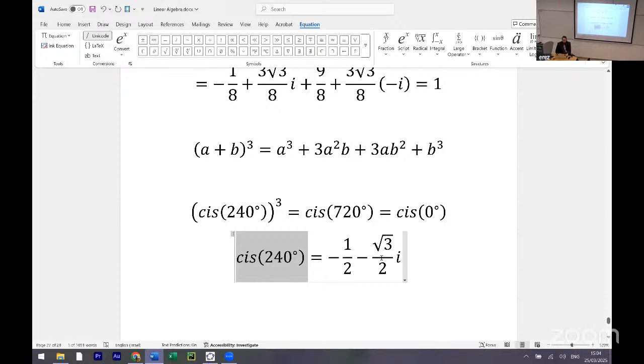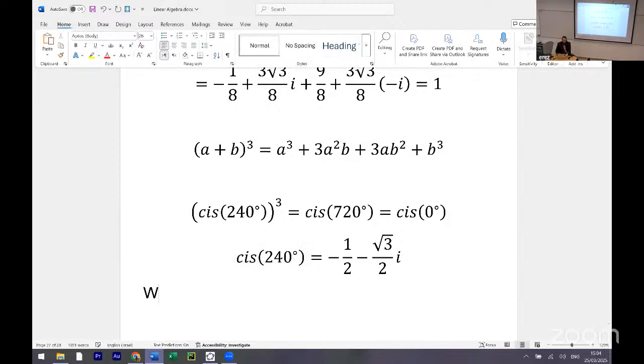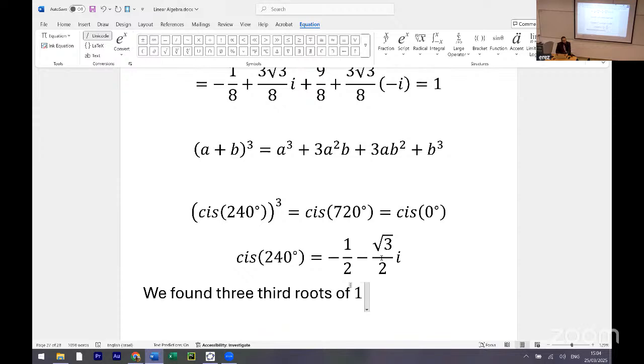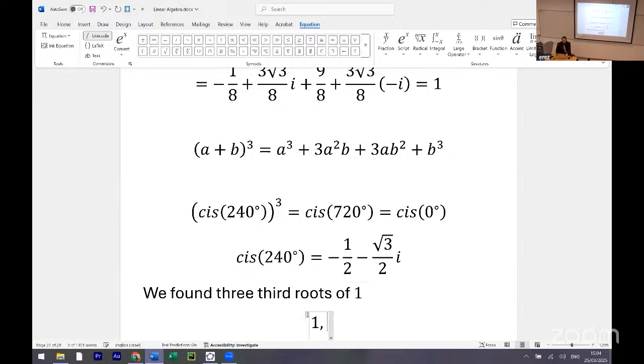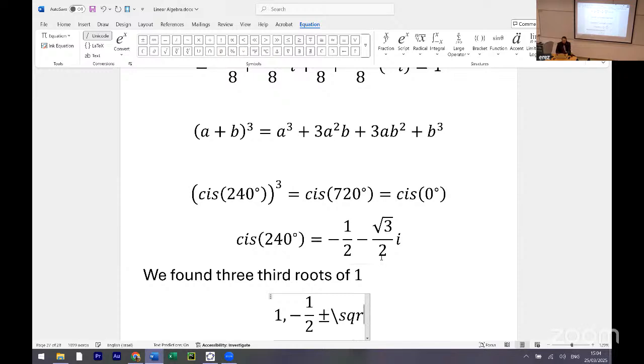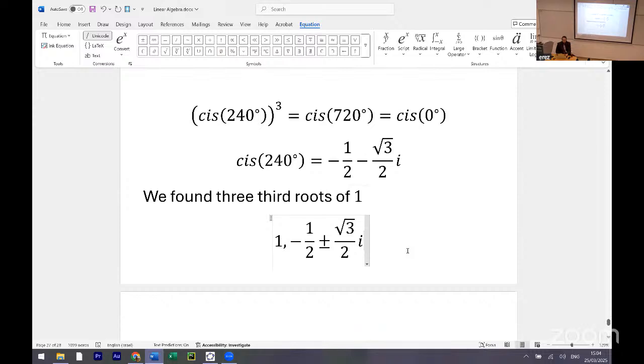So we found 3 third roots of 1. I mentioned 2, but the first one is obvious, it's 1 by itself, right? So it's 1 and negative half plus or minus the square root of 3 over 2 i. And is it a coincidence that we find 3 distinct roots?